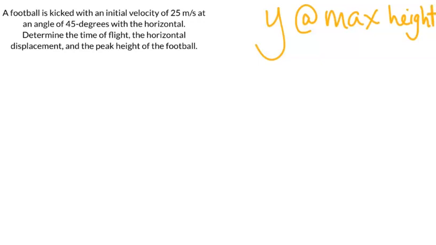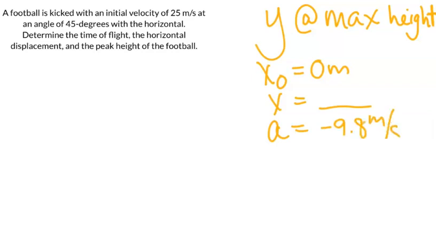So we are still going to have an initial position at 0 meters. We are solving for our final position. We have our acceleration as negative 9.8 meters per second squared, again our acceleration due to gravity. We have our initial velocity is still going to be the 25 times sine of 45 that we solved for earlier, so the 17.7 meters per second.